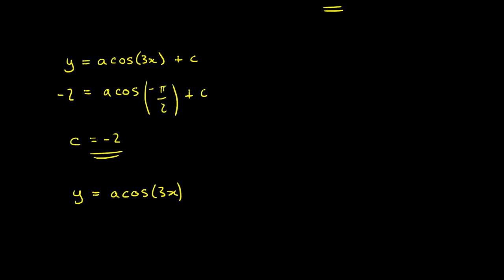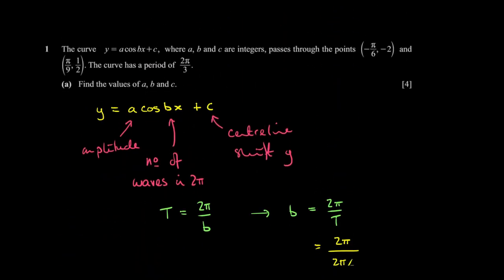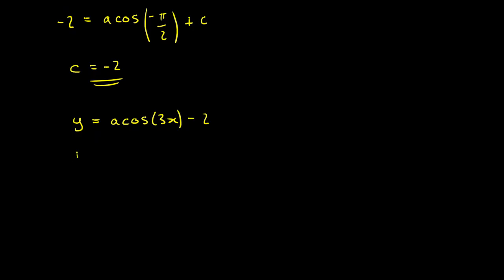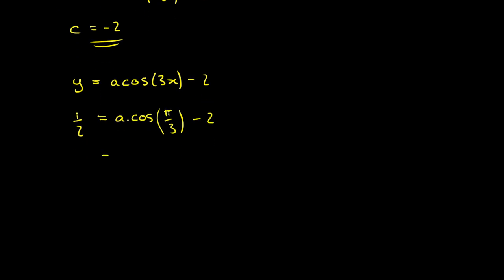So I can now substitute in the other point, and the other point was pi by 9 and a half. So y is equal to half, and x is equal to pi by 9. So I get 3 pi by 9, which is the same thing as pi by 3, minus 2. Now, what is cos pi by 3? That's going to be equal to a half.